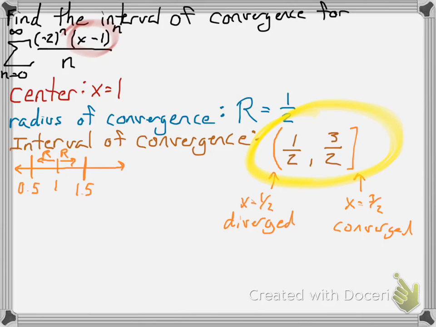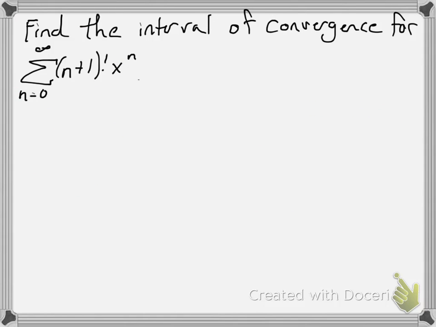Now, that's the more complicated scenario. Let's take a look at another example that will lead to a slightly different end result and see what that looks like. Okay, so this time we're going to find the interval of convergence for this new series.